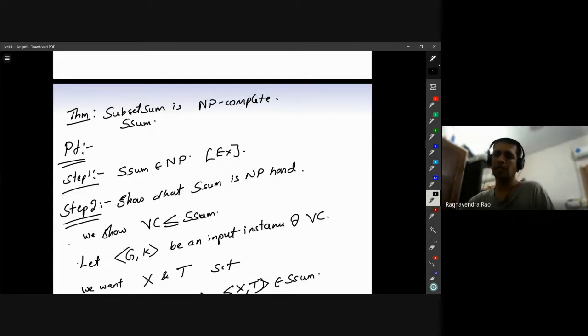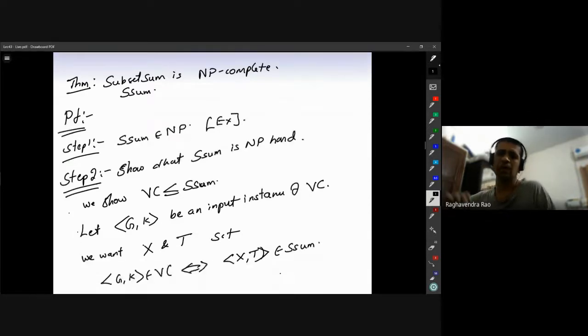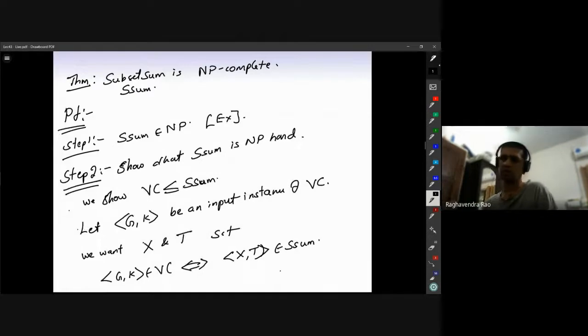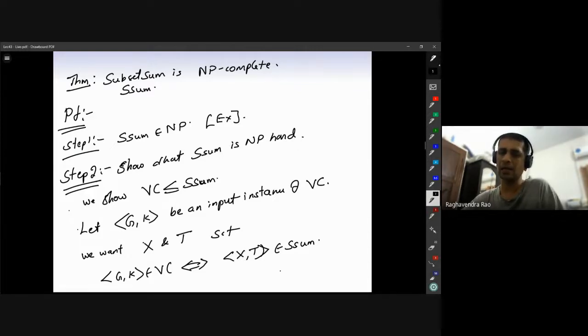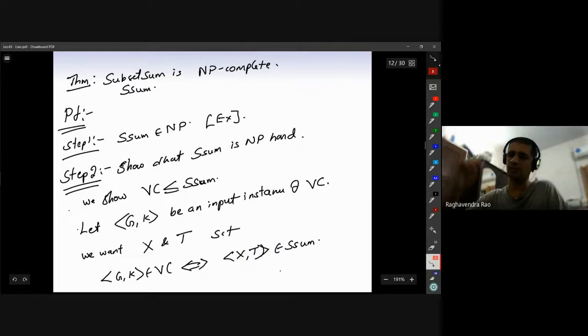Now for hardness, we have to carefully choose a problem. So we chose vertex cover. Given an instance of vertex cover, remember that a vertex cover instance consists of a graph and a value k, such that we want to decide whether the graph has a vertex cover of size k or not. All we need is to construct a set X and a value t such that (G, k) is a yes instance of vertex cover if and only if (X, t) is a yes instance of subset sum. That is, the set of integers X has a subset which adds up to t. So that is the condition.